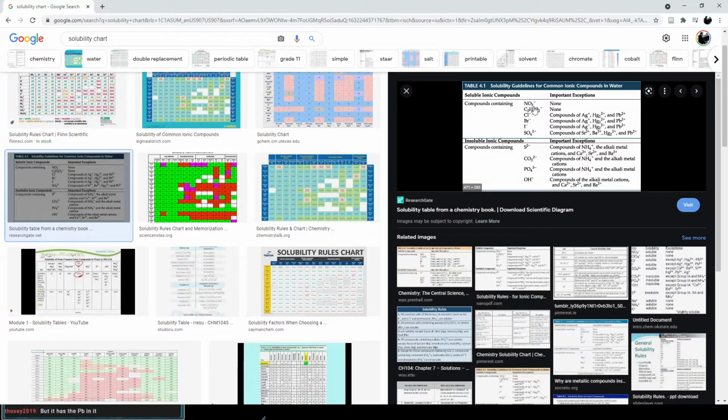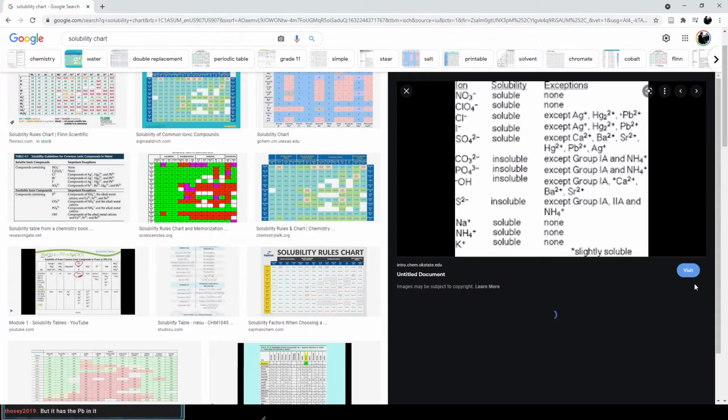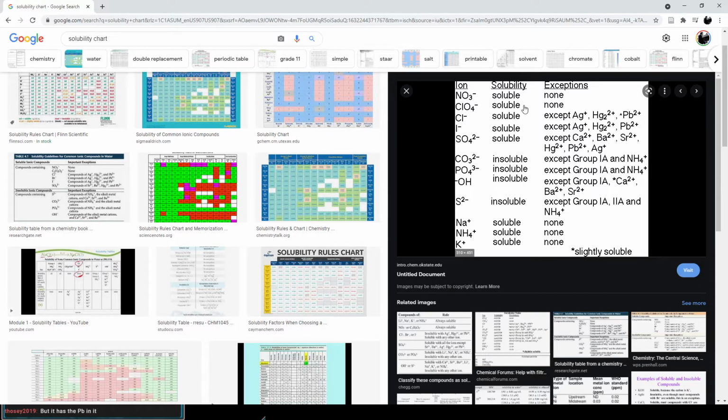Here we've got 1, 2, 3, 4, 5, 6, 7, 8, 9, 10 rules with exceptions. So a little bit tougher to work with, right? And they're the opposite of each other. All the exceptions are alkali metals for all these, or ammonium. But instead of putting them always as exceptions, it may just be easier to say, let's just make everything with those soluble. Same thing here. You can have your ions. You've got solubility. These are always soluble.